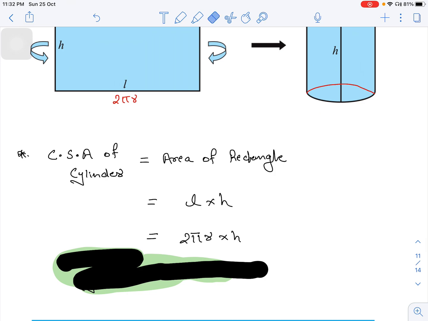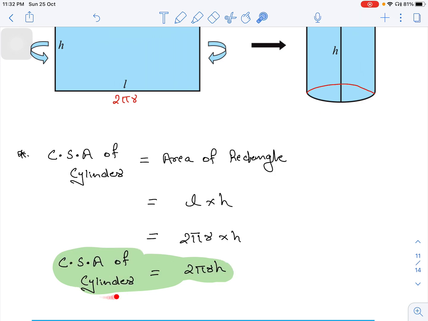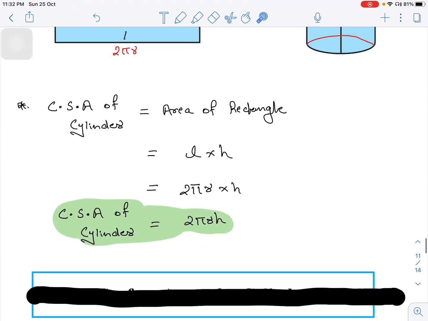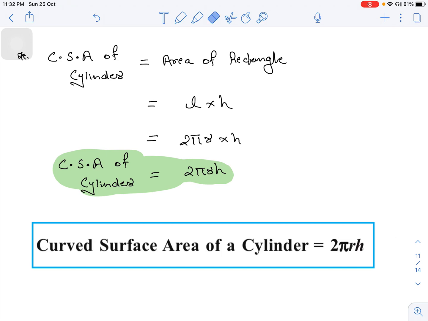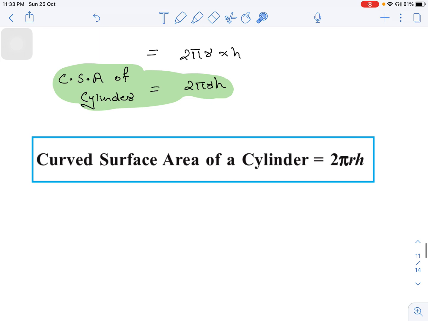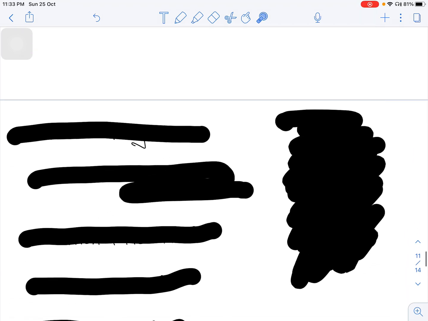So we get CSA of a cylinder is equal to 2 pi r h, where r is the radius of the cylinder and h is the height of this cylinder. The standard value for pi is either 3.14 or 22 upon 7, that we can use as per our requirement. So the curved surface area of a cylinder is 2 pi r h. The other word for CSA is lateral surface area. Now we are clear about the CSA.